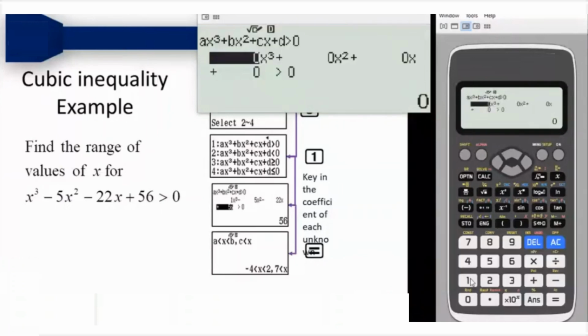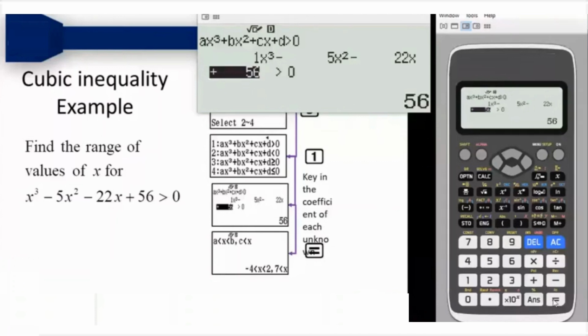Once you have pressed 1, now you will insert this particular equation in it. So x cube means 1x cube, 1 equals, minus 5 equals, minus 22 equals, 56 equals. So now please focus on your calculator screen. It has 1x cube minus 5x square minus 22x plus 56 is greater than 0.